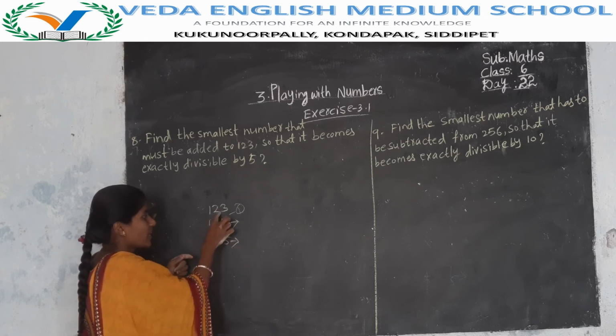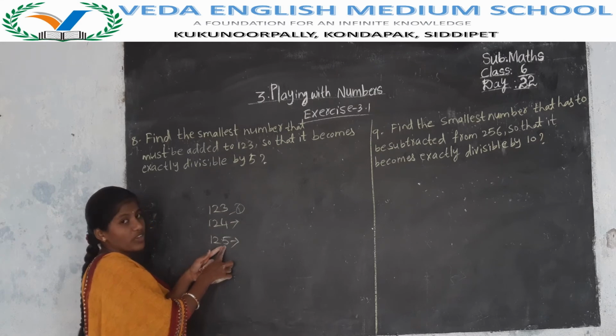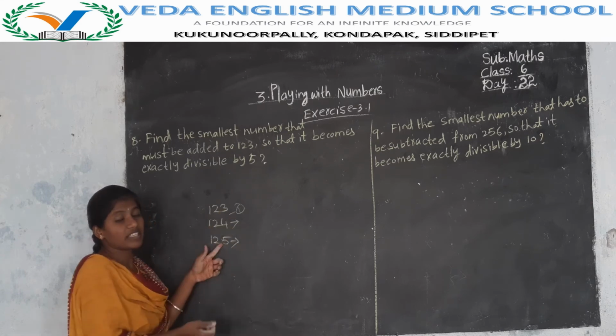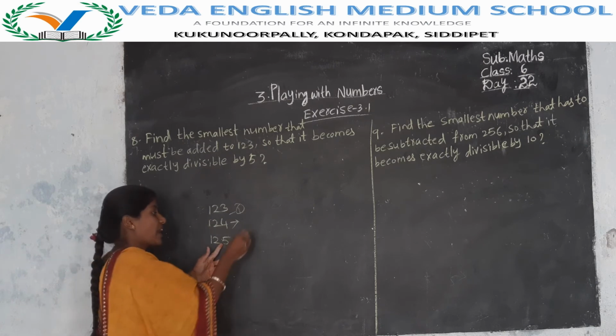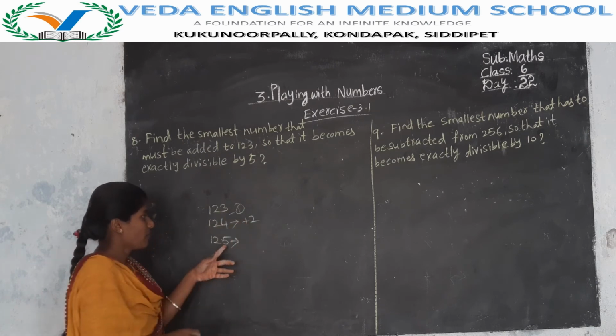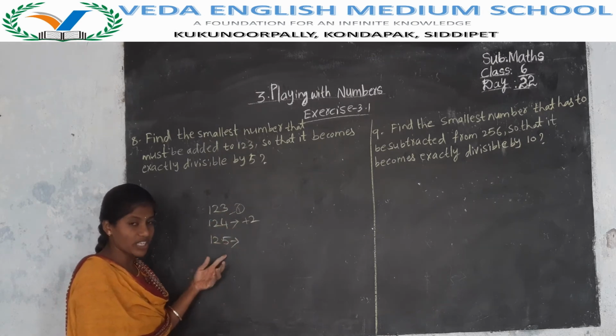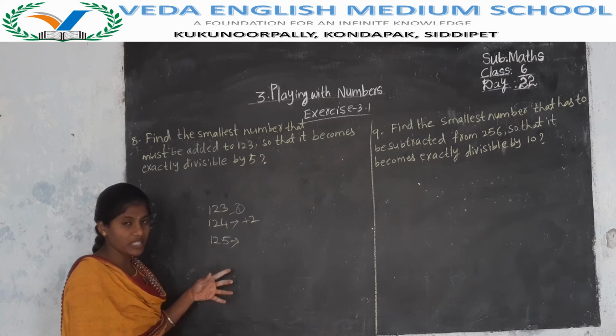Then after 124, what is the next number? 125. To get 125, how much we are adding to 123? We are adding 2. By adding 2 to the 123, we got here 125. Now you have to check here. Is the 125 divisible by 5?